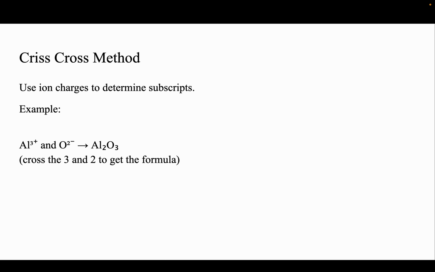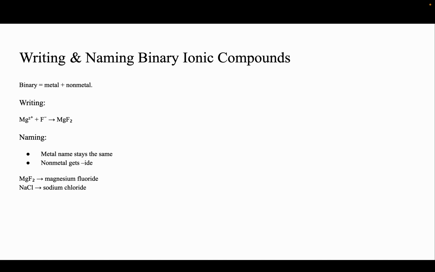So now we're discussing the crisscross method. Basically, you use ion charges to determine subscripts. So in aluminum and oxygen, aluminum has a +3 charge and oxygen has a 2- charge. You just cross the 3 and the 2 to get the formula. Give the 2 from oxygen to aluminum and give the 3 from aluminum to oxygen. You get Al2O3. You can ignore the signs of these numbers and just write the formula. In the next slide, we're going to learn how to name these.